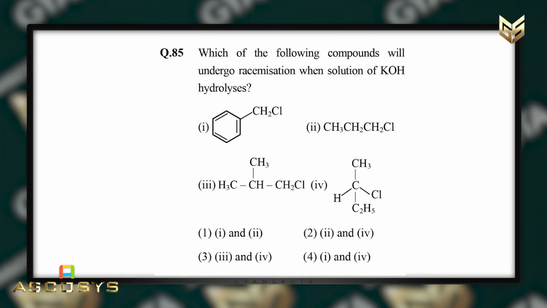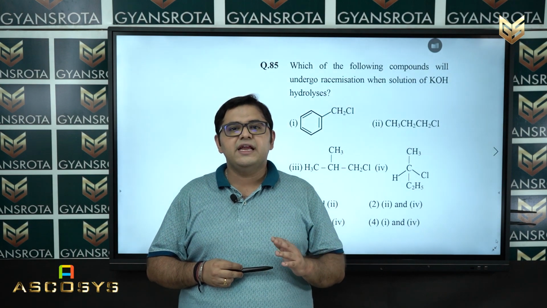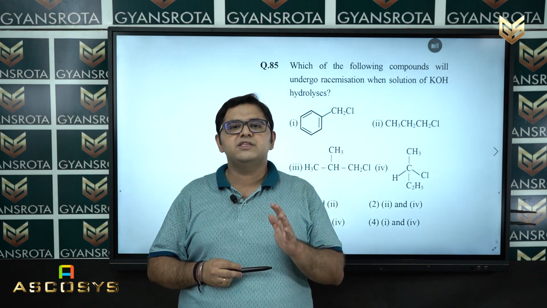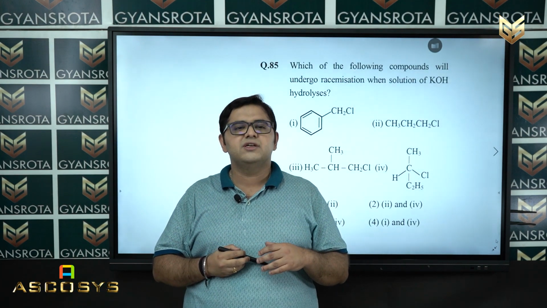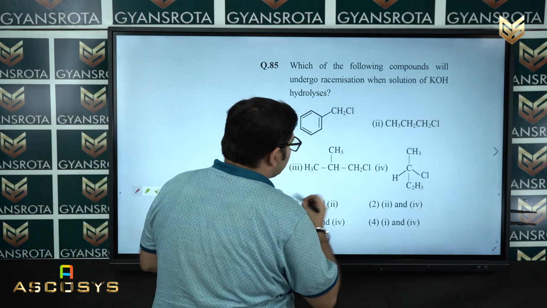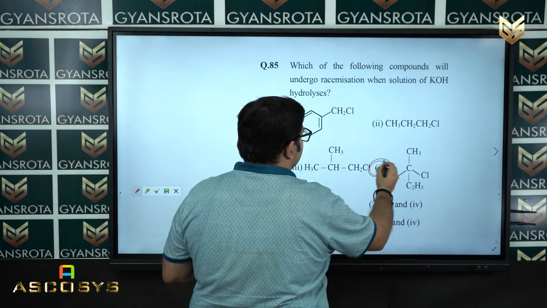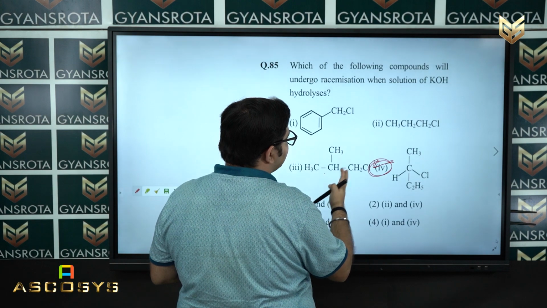Question number 85 is on your screen. Which of the following compounds will undergo racemization when treated with potassium hydroxide solution for hydrolysis? This question is basically a bonus question, because whatever options they have given will not match the suitable solutions. Let us see what the suitable solution is for this question. If you see here, only one option, that is option number 4, will give you the suitable product, and the remaining are not the correct answer.